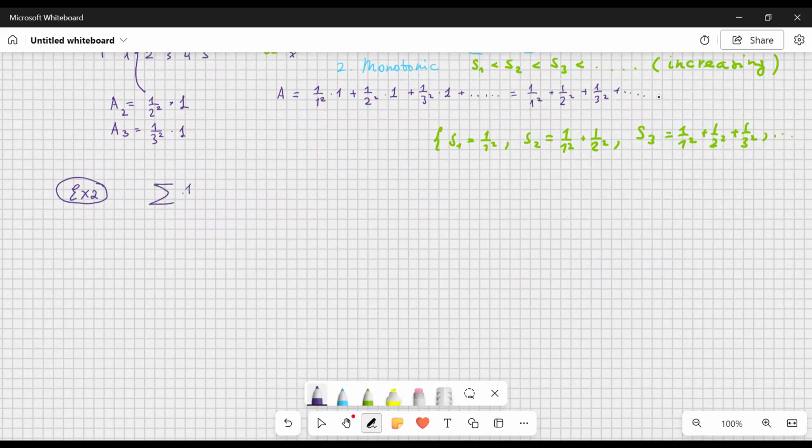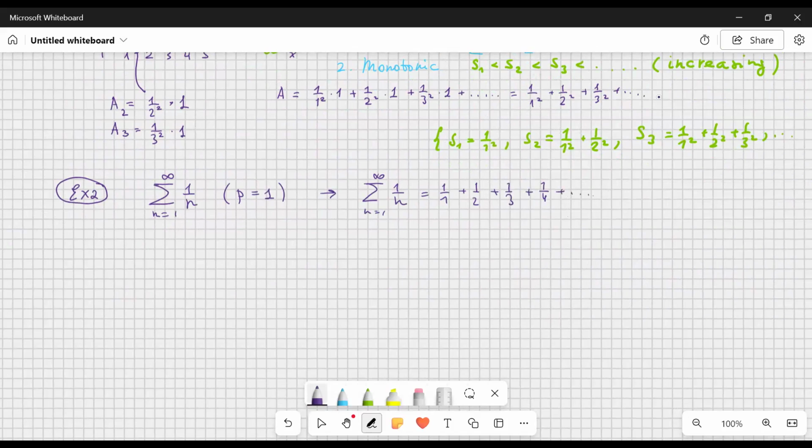Let's consider series 1 over n. This is a p series with p equals 1, right? And from 1 to infinity. So if I write it down, I'm going to have this series 1 over n, from 1 to infinity, and the terms are 1 over 1, plus 1 over 2, plus 1 over 3, plus 1 over 4, and so on, right? Very good.